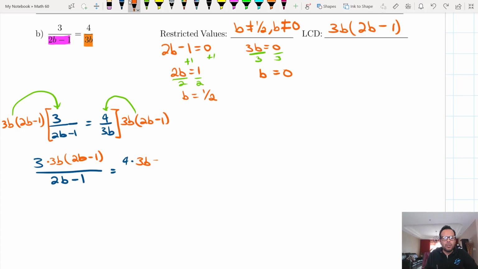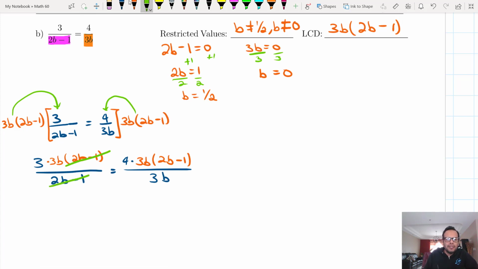No, not 3b minus 1, 3b that multiplies the quantity 2b minus 1. Sorry about that. Okay, and then divide that by the quantity 3b. At this point, this is where we divide out common factors. Let's go ahead and do that. Let's look at the right hand side. Notice how the 2b minus 1 can be canceled with 2b minus 1.